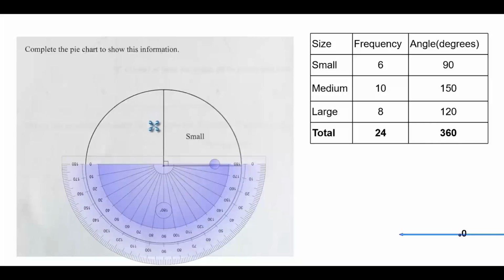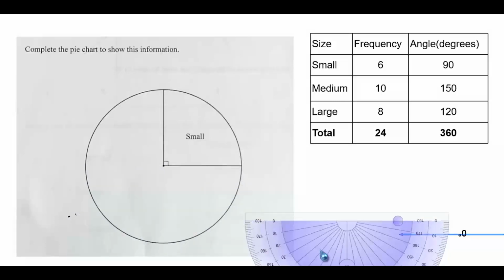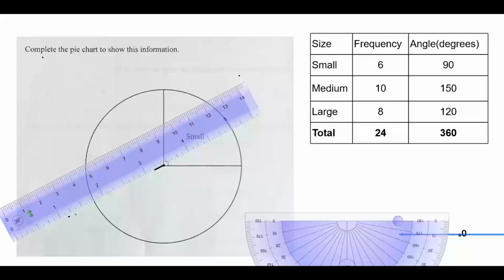Then for the medium, the angle is 150 degrees. So if you count from 0 here, 150 degrees will be here. Now we can take the protractor away, take a ruler and join the point with the center. When you put the ruler there, you can easily draw the line like this. Let's take away the ruler.